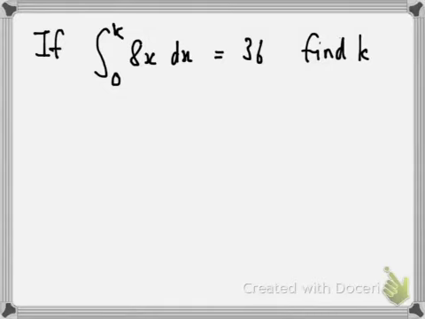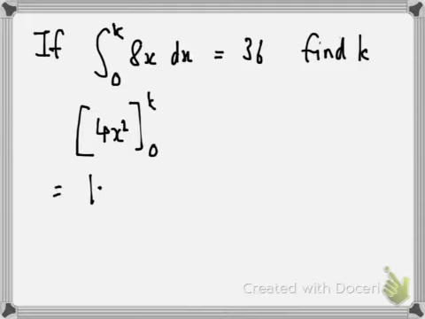Typical exam type question here. If the integral from k to 0 of 8x dx equals 36, find k. Right, so let's find, first of all, the integral of 8x. It'll be 8x squared on 2, which would be 4x squared from k to 0.